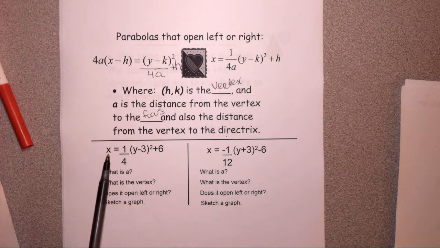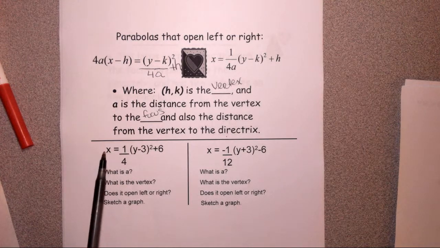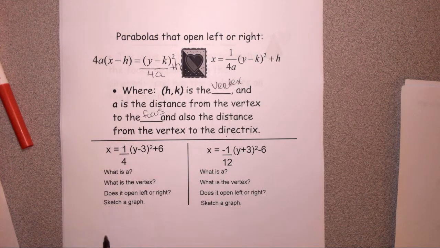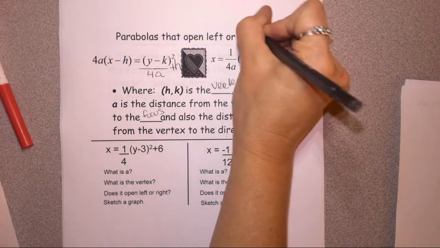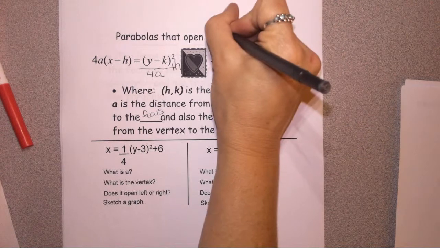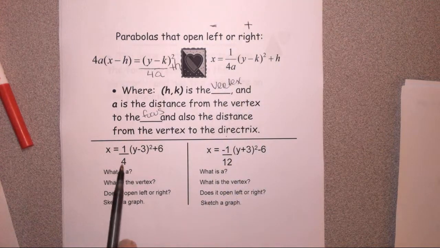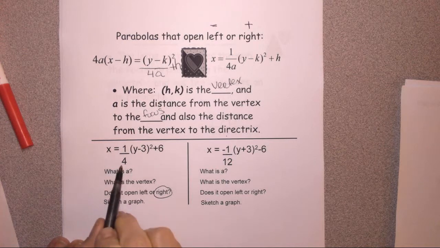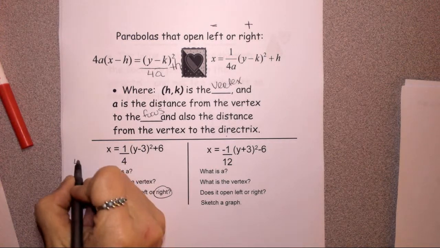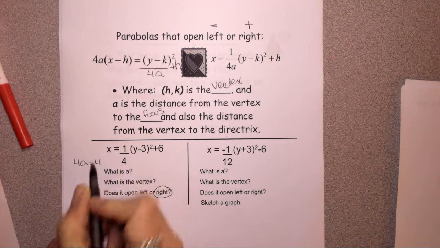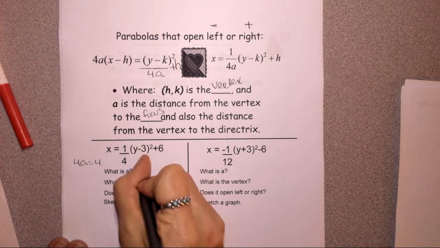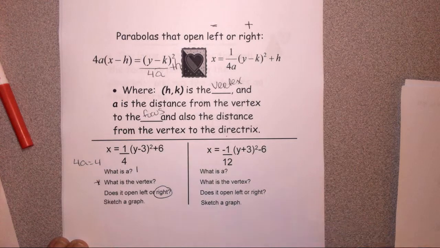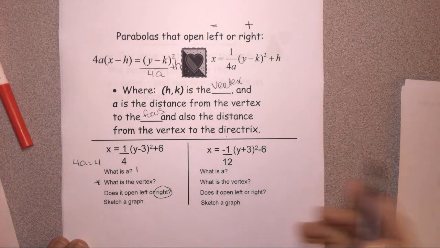You'll notice on this equation, though, it says x equals. The minute it says x equals, that means I'm not going up and down, but I'm going left and right. If it's a positive, we go right. If it's a negative, we go left. So this is a positive, so I already know it's going to go right. So I'm going to go ahead and answer that. The bottom didn't change. This is still 4a equals the denominator. So 4 divided by 4 is 1. My a is 1.